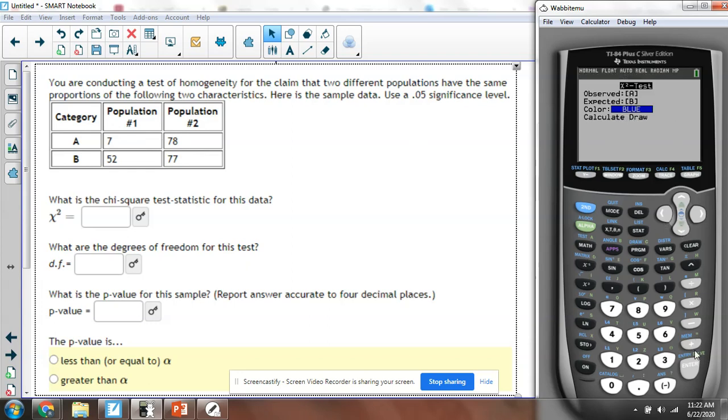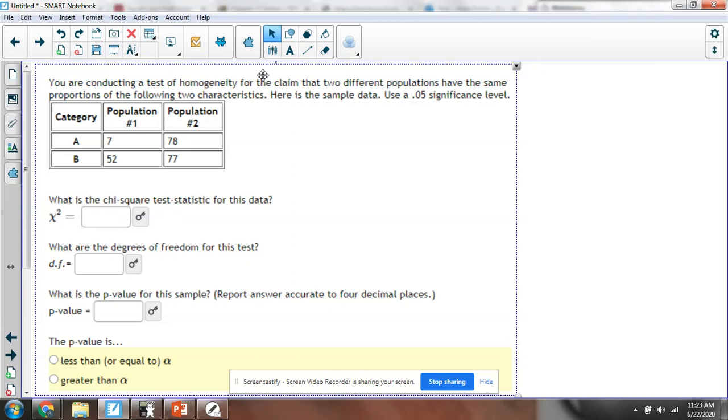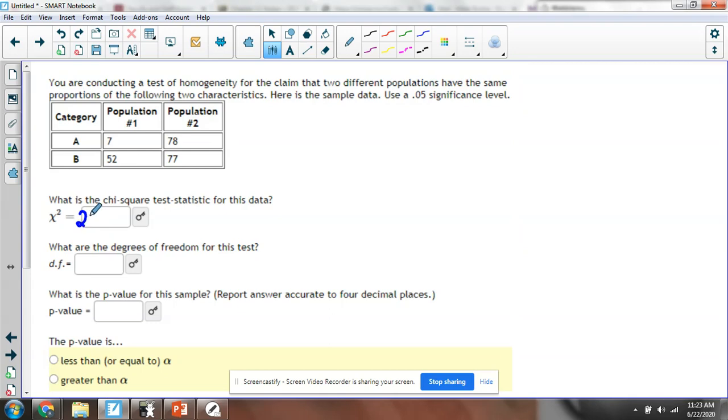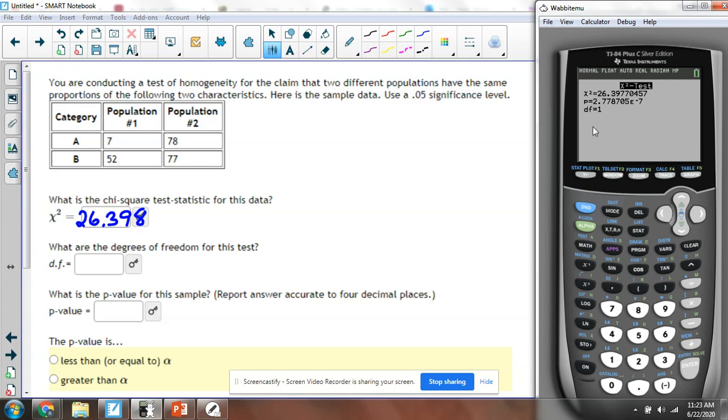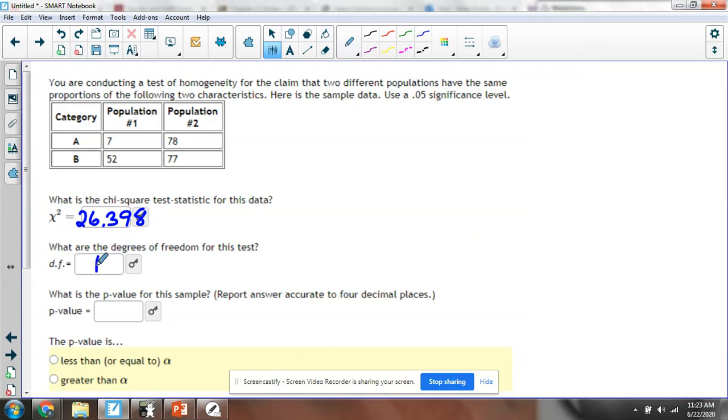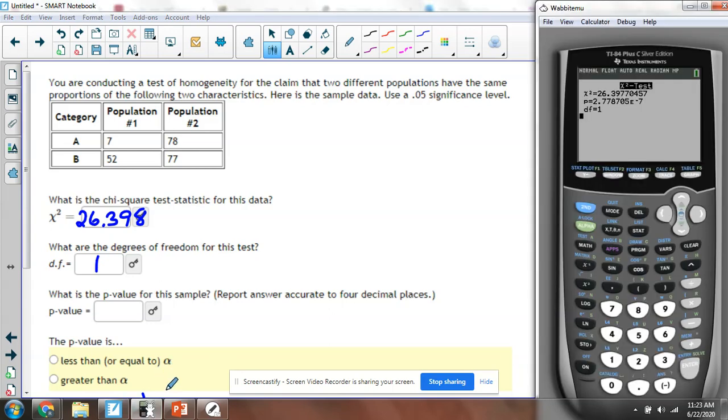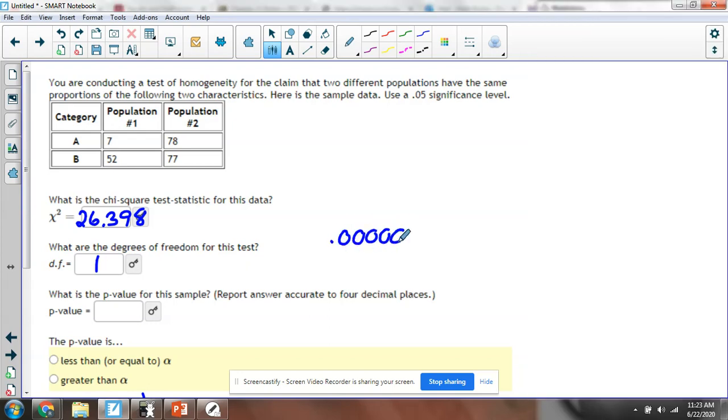So then we're going to just go calculate. That's going to give us pretty much everything we need. So our chi-squared test statistic is going to be 26.398. The degrees of freedom from this test, well, that's right there. DF is 1. And then the p-value is 2.7787 times 10 to the negative 7. So this is basically, okay, it's so small that if you ran it to 4 decimal places, it's just going to be 0.